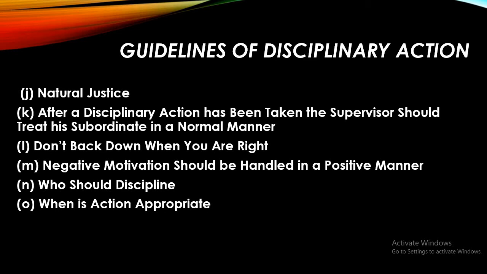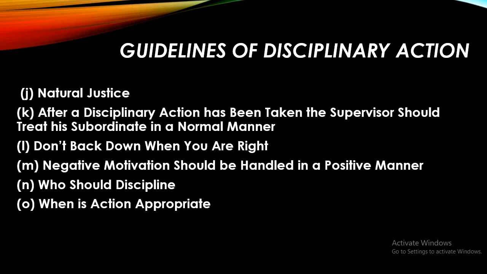After a disciplinary action has been taken, the supervisor should treat his subordinate in a normal manner. The employee has paid the penalty for his violation of a rule. He should therefore be treated as he would have been had there been no violation and no punishment. The attitude of the supervisor should be forgive and forget. Once the subordinate has been disciplined, the supervisor should assume that he is starting with a clean slate. He should not harbor a grudge and make others assume that he is prone to engaging in vengeance.